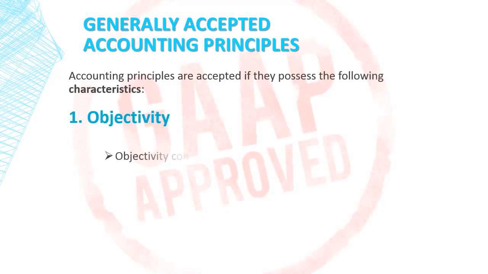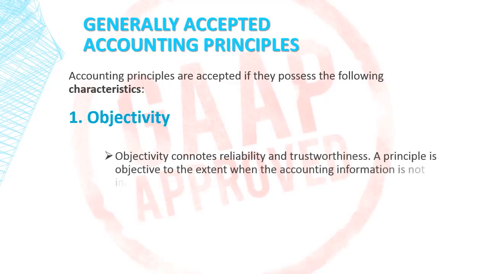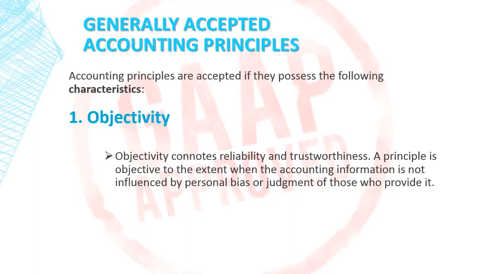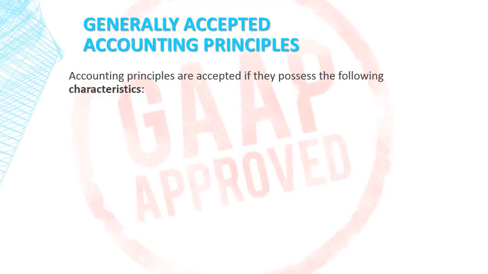Objectivity. Objectivity connotes reliability and trustworthiness. A principle is objective to the extent when the accounting information is not influenced by personal bias or judgment of those who provide it. This implies that accounting information is prepared and reported in a neutral way. In other words, it is not biased towards a particular user group or vested interest.